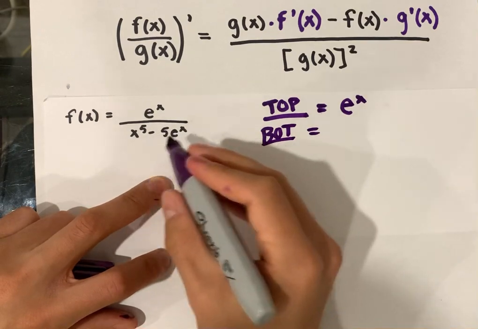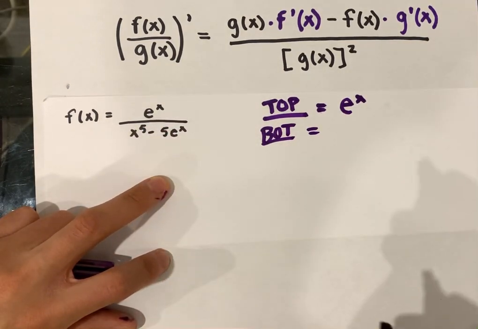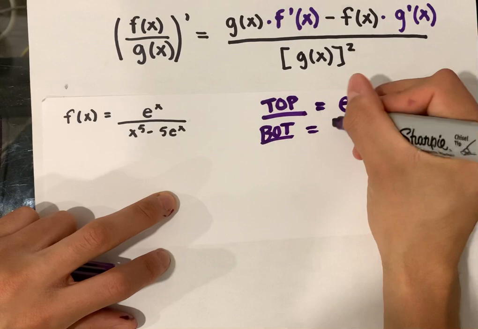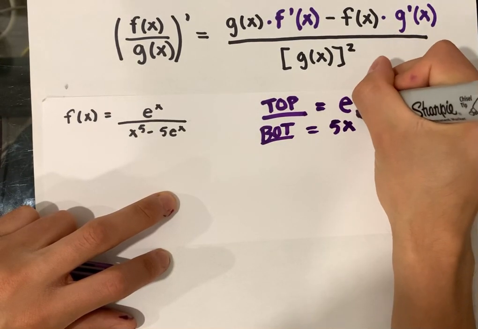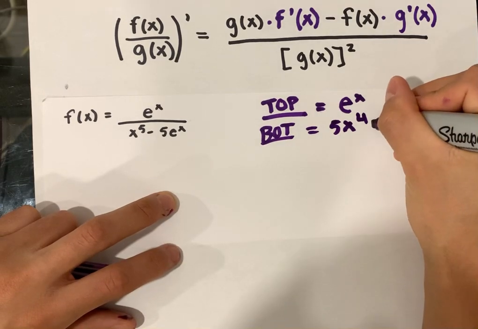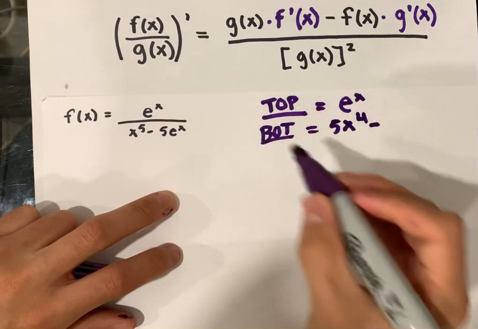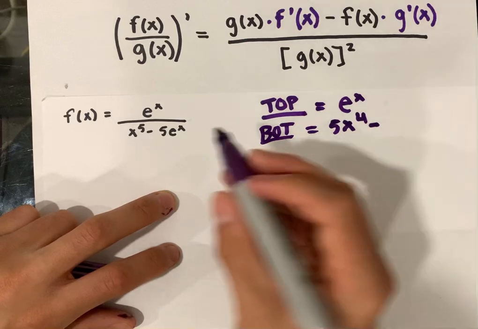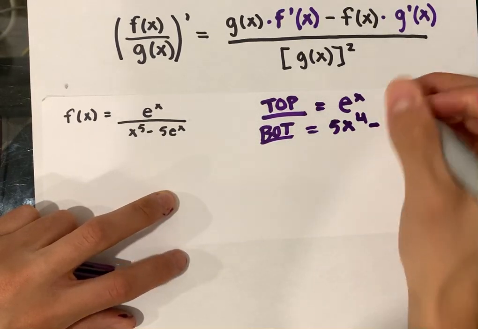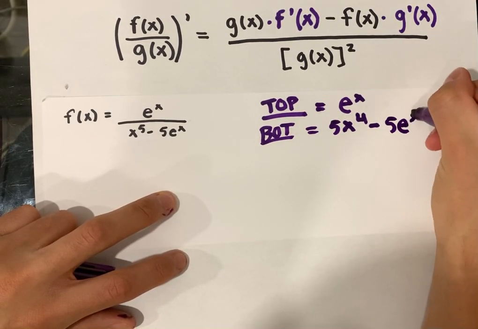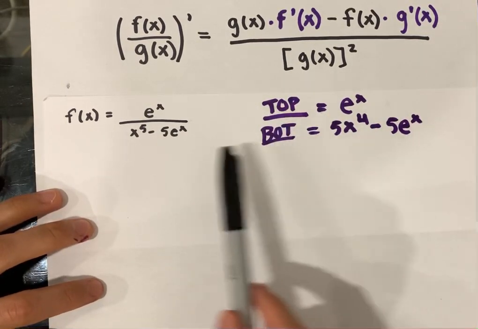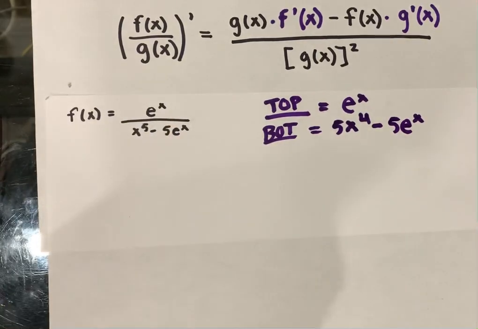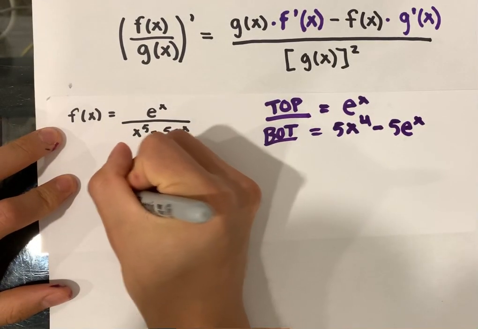And we know that this is a power rule case, x to the power of 5. So we're going to bring down the 5 times x to the power of 5 minus 1, which is 4. And then the derivative of e to the x is just e to the x, and we know that 5 is just a constant multiple, so 5 e to the x. Now that we have our derivatives here and our original functions here, we can just plug it into the formula.